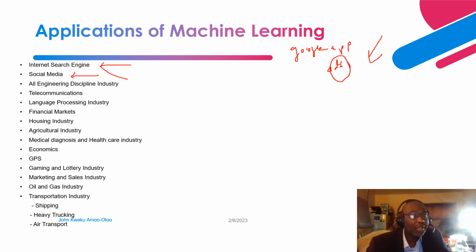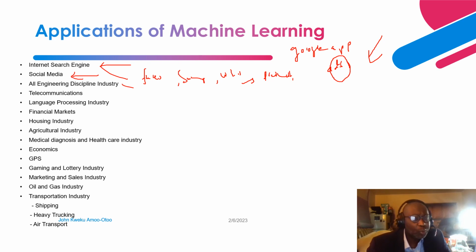Next is social media. We have Facebook, Snapchat, WhatsApp. So anything that you do on these social media platforms, the algorithm stores the data and is able to learn, train its algorithms to be able to predict. So that's how you see all those ads on Facebook on your page, because they also sell that data and make money.